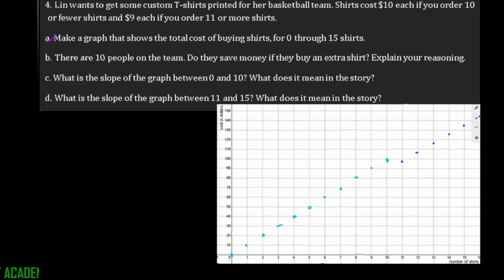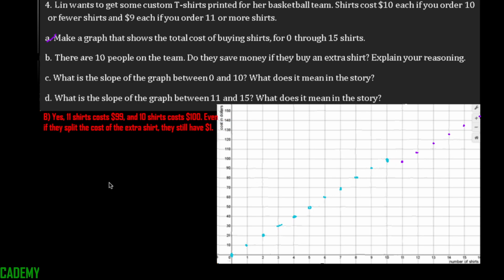It says there are 10 people on the team. Do they save money if they buy an extra shirt? So let's find out. I'm going to say for part B, yes, because if 11 shirts cost $99 and 10 shirts cost $100, even if they split the cost of the extra shirt, they will still have that extra dollar.